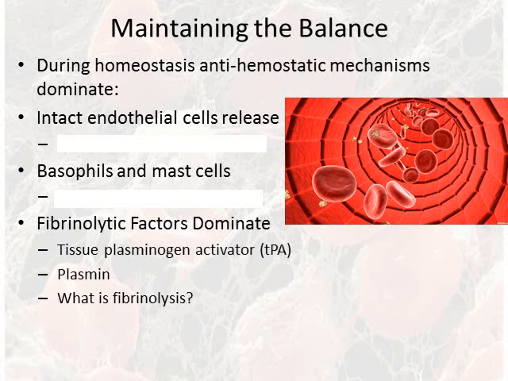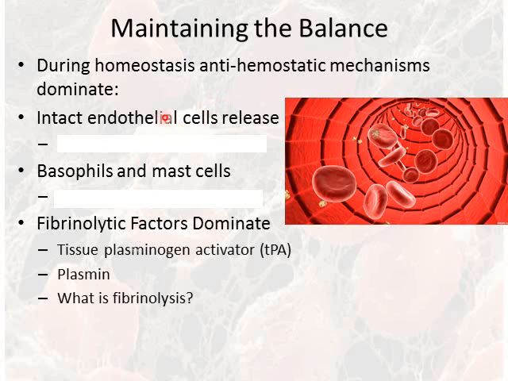Okay, so we're gonna transition over to blood clotting now, hemostasis. Okay, so very important to understand the difference between homeostasis and hemostasis. Homeostasis is just normal balance of all activities in your body, whereas hemostasis is blood clotting. Okay, so during homeostasis, when we don't need to be clotting our blood, we have mostly anti-hemostatic factors dominating, meaning things that are going to stop blood from clotting. Those things are dominating during homeostasis.